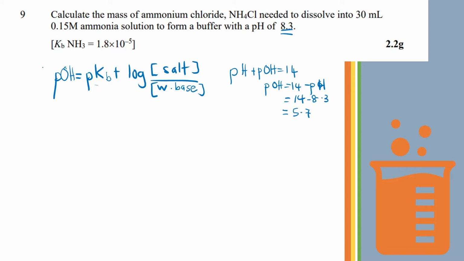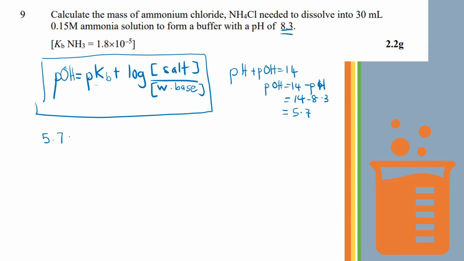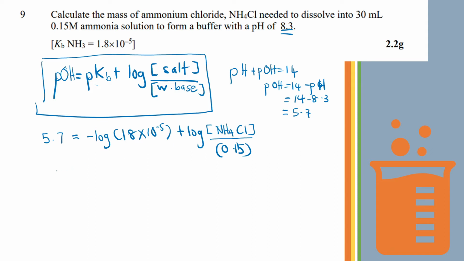By using the Henderson-Hasselbalch equation, pOH is equal to pKb plus log concentration of salt over weak base. Our pOH is 5.7, so we substitute the values here. 5.7 is equal to pKb, which is negative log Kb, 1.8 exponent negative 5, plus log concentration of salt. The concentration of salt is not given, so we put concentration of NH4Cl over the concentration of the ammonia weak base, which is 0.15. Solve for this, leaving only the concentration of NH4Cl, which is equal to 1.353 molar.